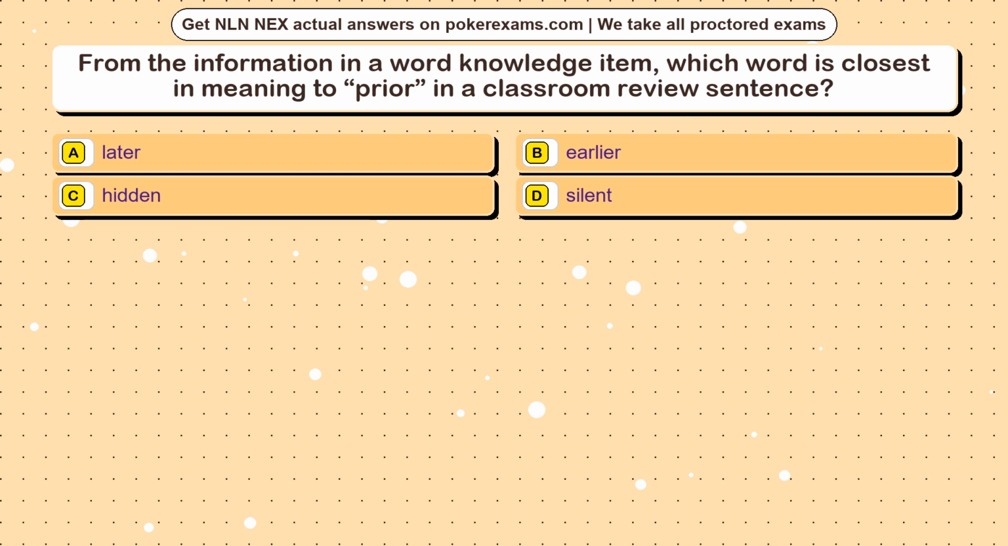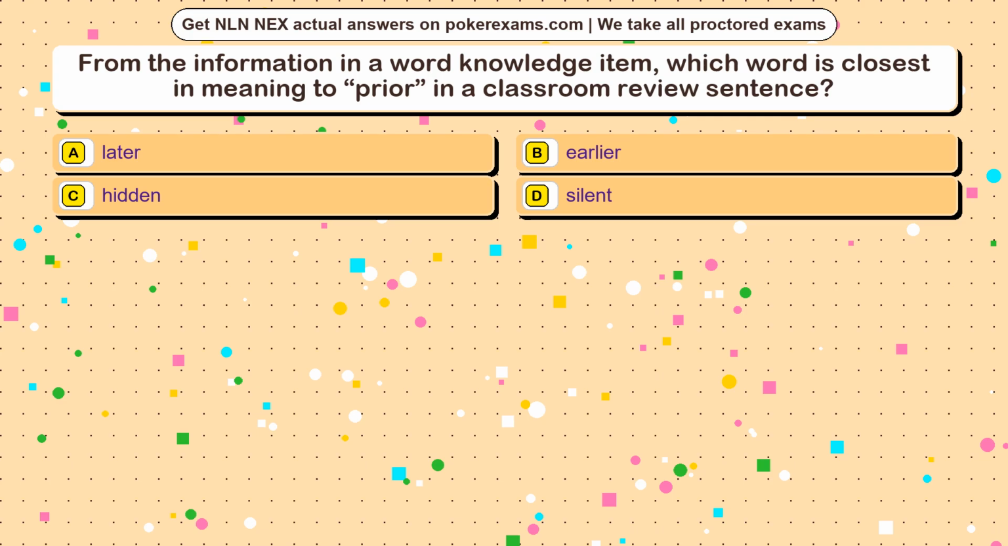Question 22. From the information in a word knowledge item, which word is closest in meaning to prior in a classroom review sentence? Option A, later. Option B, earlier. Option C, hidden. Option D, silent.